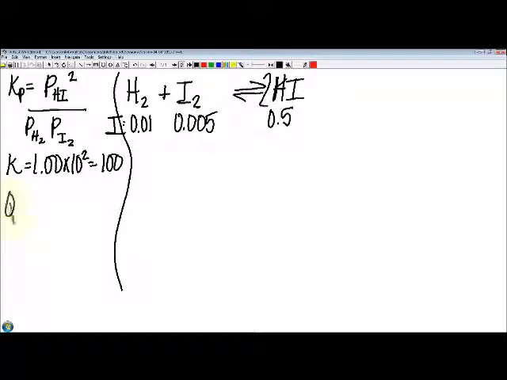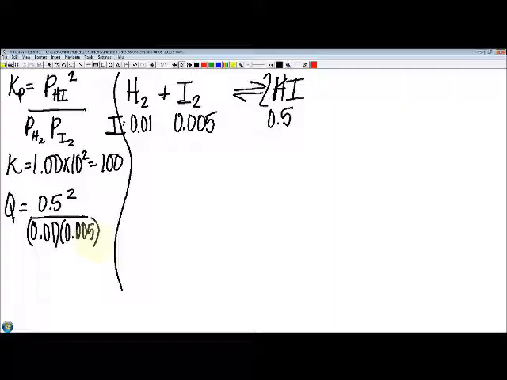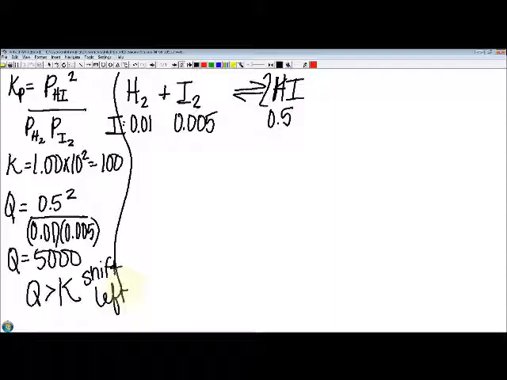So we're going to plug our pressures in. So we have 0.5 squared over 0.01 times 0.005. And watch your math, but Q is equal to 5,000. Well, Q is greater than K. So that means this time we're shifting left. I think this is the first time we've shifted left so far.